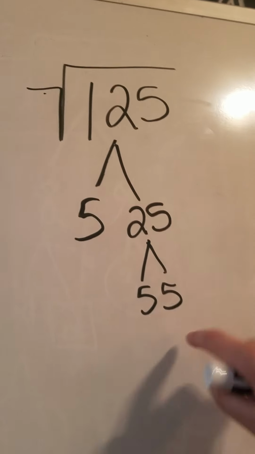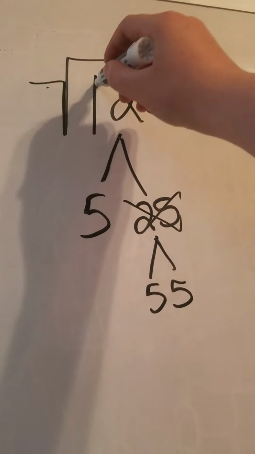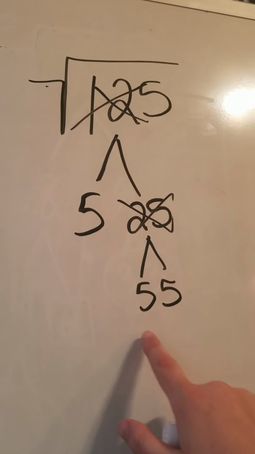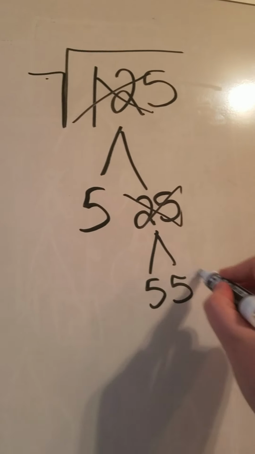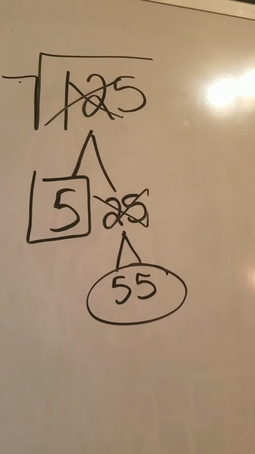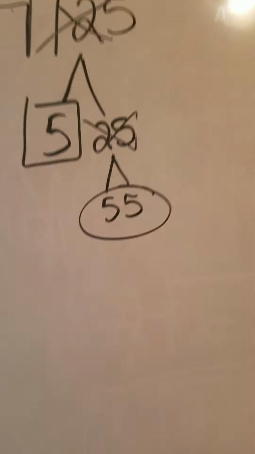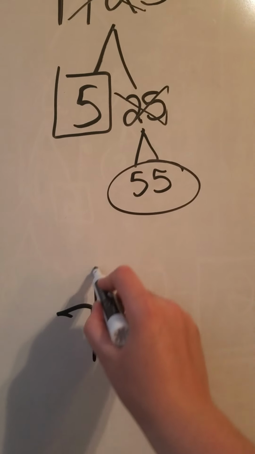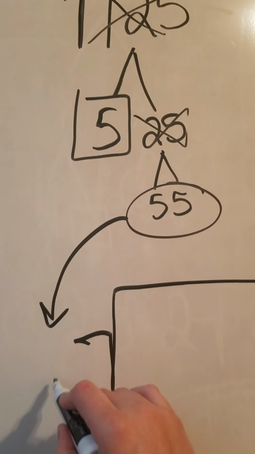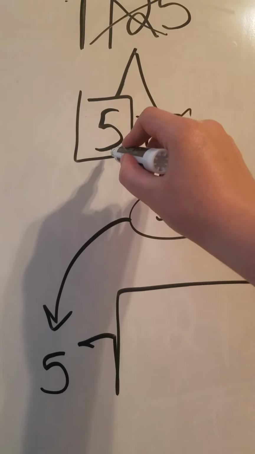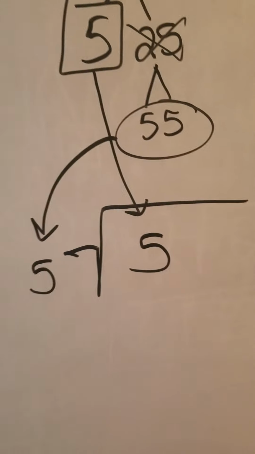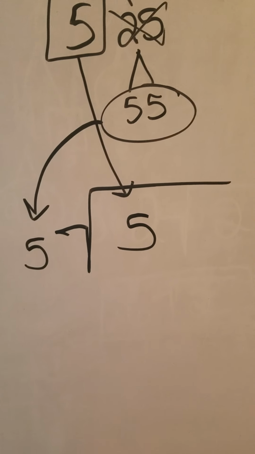Again, these are the smallest numbers I can get. I'm not focused on that number. I'm not focused on that number. I'm focused on the numbers that are at the end of the branches. Circle my pairs. I put a box there around my loner. And then I'm going to start writing my final answer. Square root. My pair goes on the outside. My loner goes inside. And I get 5 square root of 5.